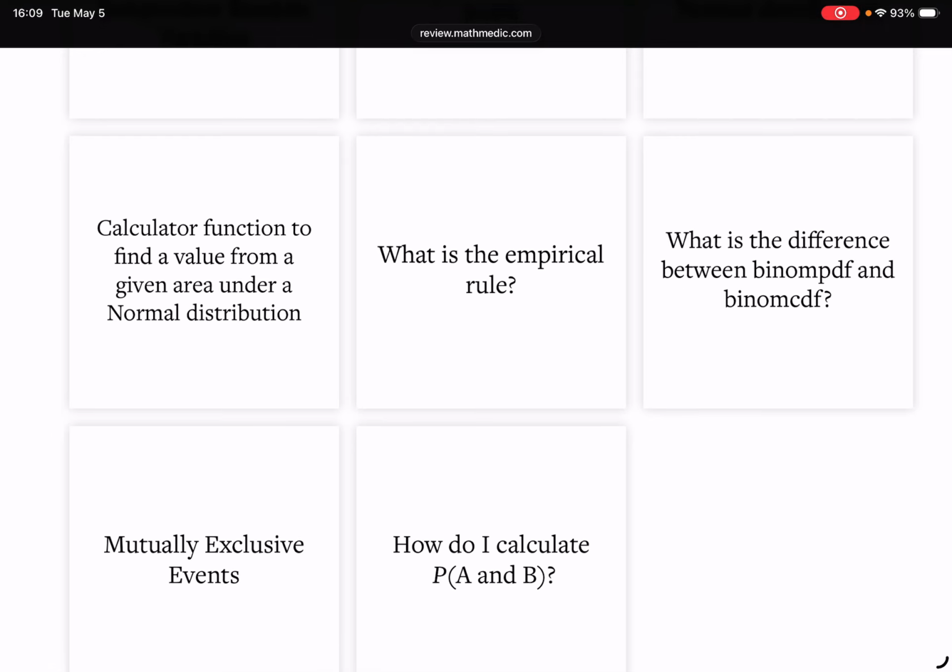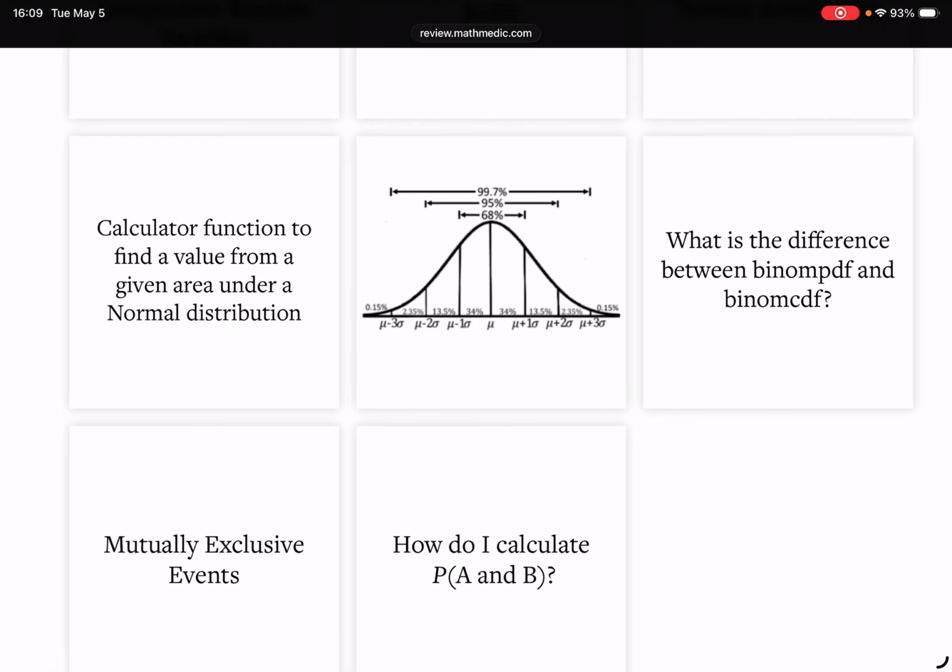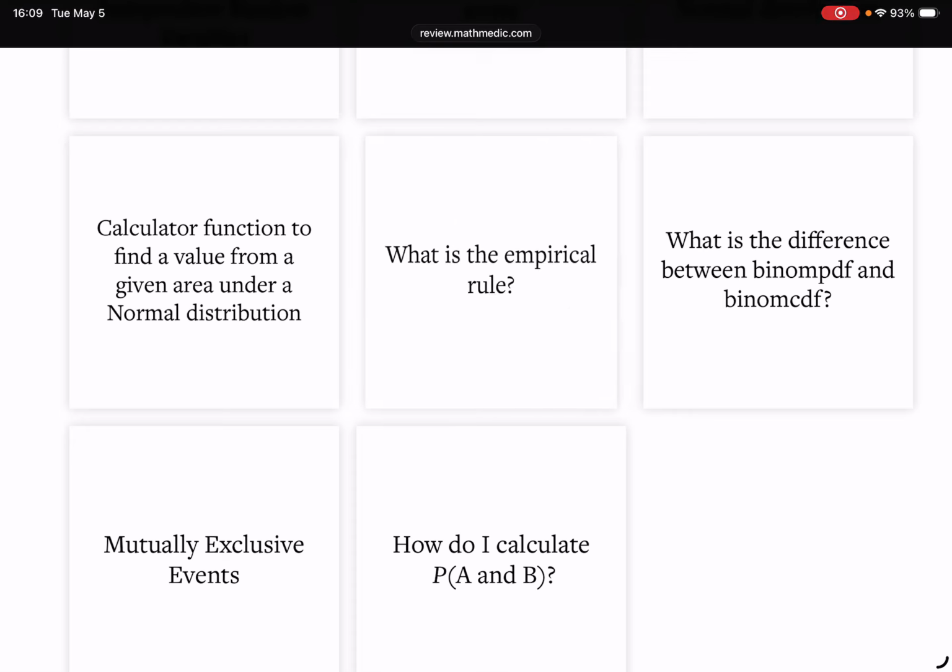What is the empirical rule? Empirical rule, remember that 68% of the data is within one standard deviation, 95% is within two, and 99.7% of the data is within 3 standard deviations. So 1, 2, and 3 standard deviations from the mean.